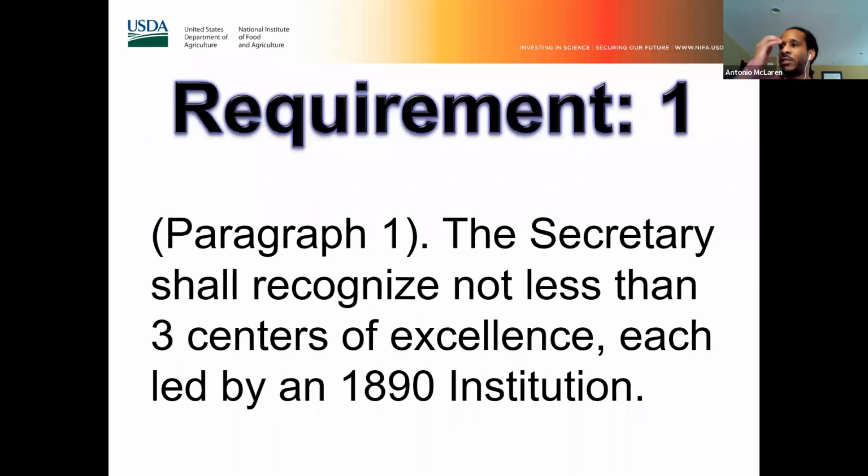With respect to the legislation, there were really two requirements. The first one is that the secretary shall recognize not less than three centers of excellence, each led by an 1890 institution.